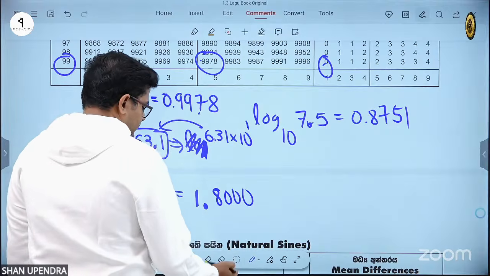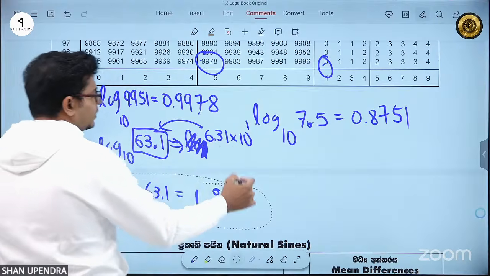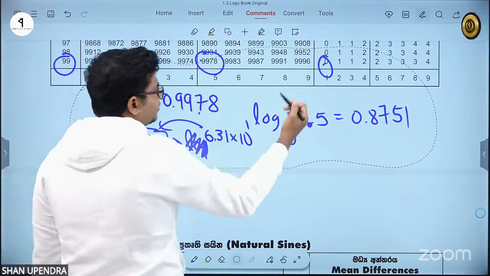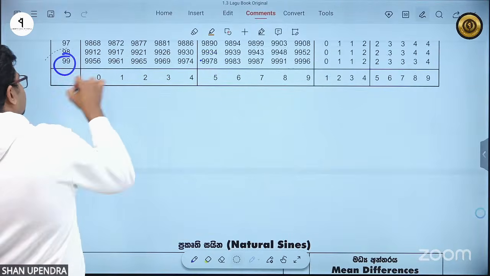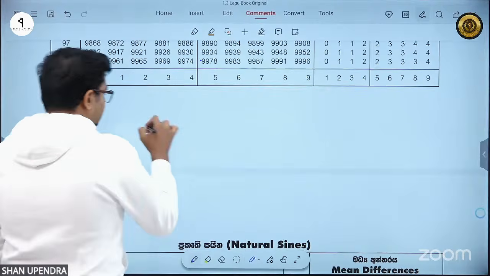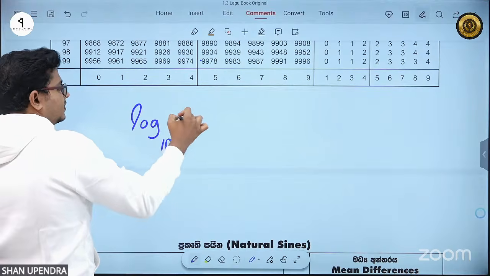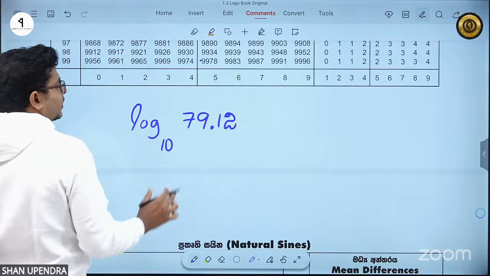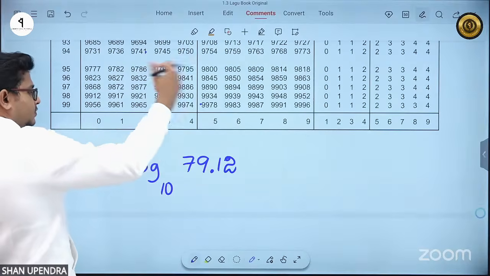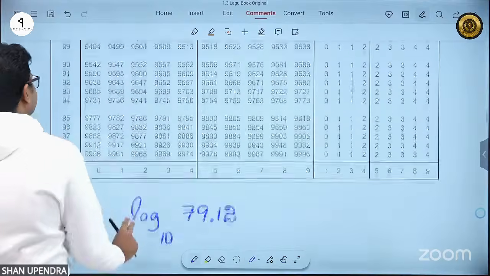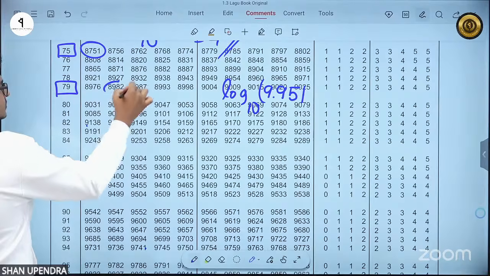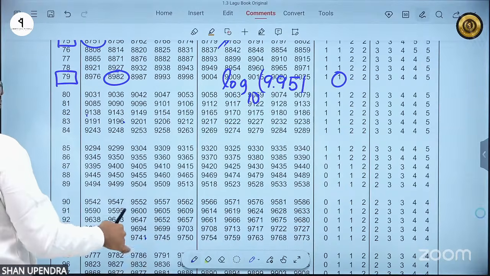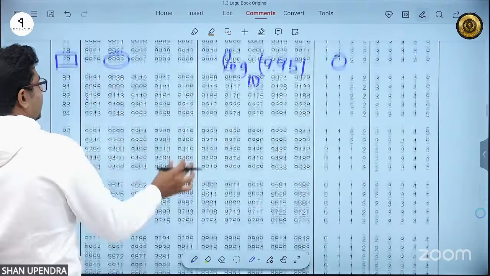So let's identify different log values. Let's calculate, it's easy. I think you know how to read a log book, so you know the requirement here. You can find it simply. Let's take, as an example, I need log base 10 of 79.12. Okay, I can take four figures, because this table you can use up to 4 figures. You can see this is 79, this is 1, and 2 you can take from here. So for 79.12 it is 8982, 8983.